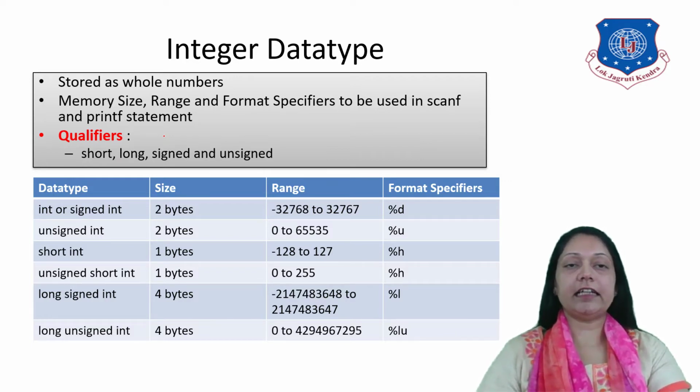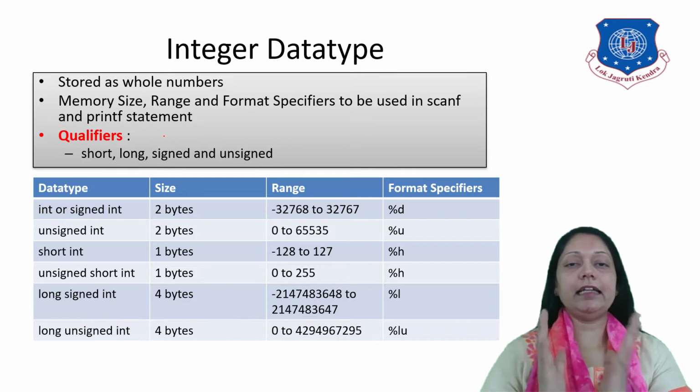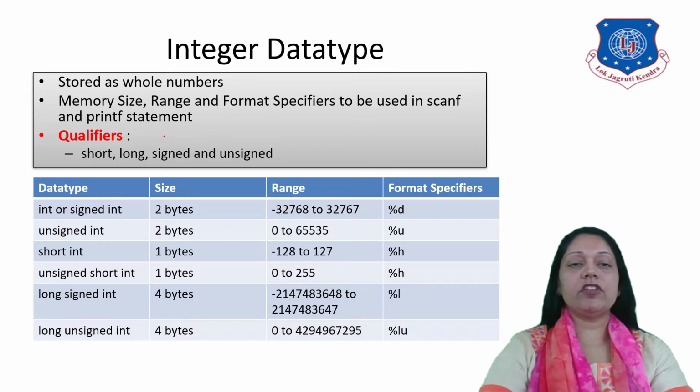Also for integer data type, we have qualifiers. There are four qualifiers, which are short, long, signed and unsigned. So let's see which are the different integer data types with their qualifiers and what it actually means to the compiler. So the first one is integer data type. Integer data type means it is used for storing whole numbers.